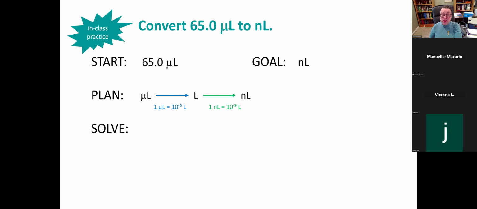Which means our solving is going to look a little bit different. It's going to look like it has 2 steps this time. It's going to have a couple of things going on with it. So we'll start with our 65.0 microliters. We'll do the conversions in the order they are and think about how we want to arrange each of those relationships. Each of those, this equals that. So in the first one, do we want to put our 1 microliter in the top or in the bottom?